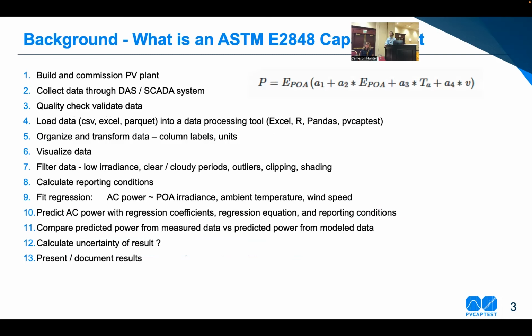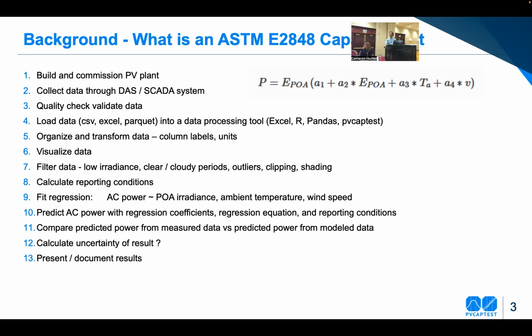So the steps to get to the point where you're actually performing that regression: somebody's built a plant that's working and running and is commissioned, and you're able to get data from it. We had a great presentation about quality checking data, which is a good next step to do. At that point, you've got some data that you feel is reasonably good quality, could be in CSV or Excel formats, and you need to get that into a data processing tool to do the next filtering steps. That could be Excel, R, or a Python tool like Pandas or pvcaptest, written in Python.